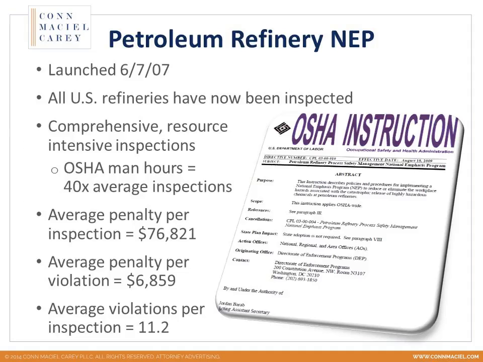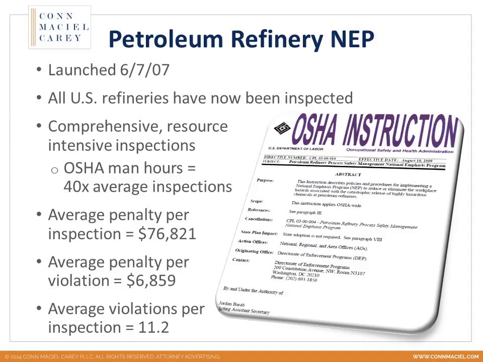Digging right into the National Emphasis Program discussion. I'll give a little background here, and we're going back a few years to the Petroleum Refinery National Emphasis Program focused on process safety management. Back in 2007, this was launched, and within about 3 or 4 years, 100% of the nation's refineries were visited for a comprehensive, resource-intensive inspection, reviewing primarily compliance with OSHA's Process Safety Management Standard, but also sweeping in other regulatory requirements that relate to management of highly hazardous chemicals. These were, as I say, resource-intensive inspections.